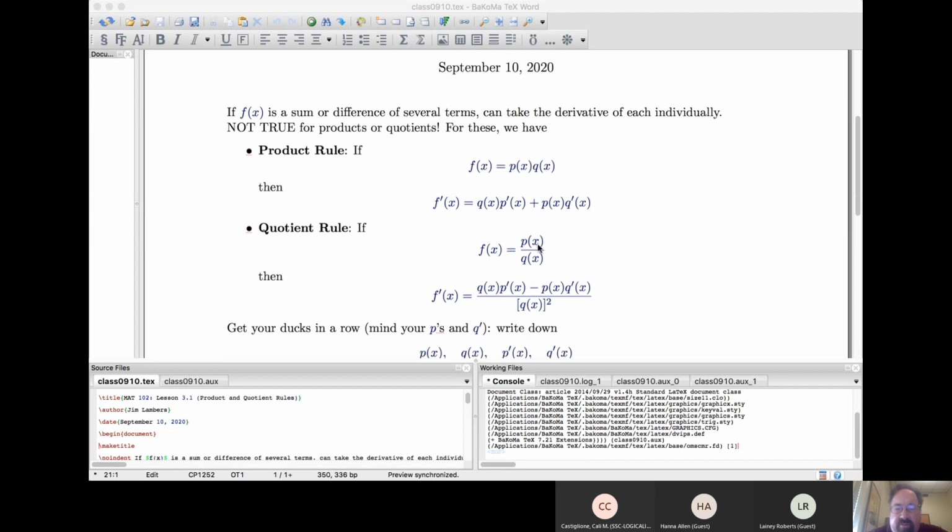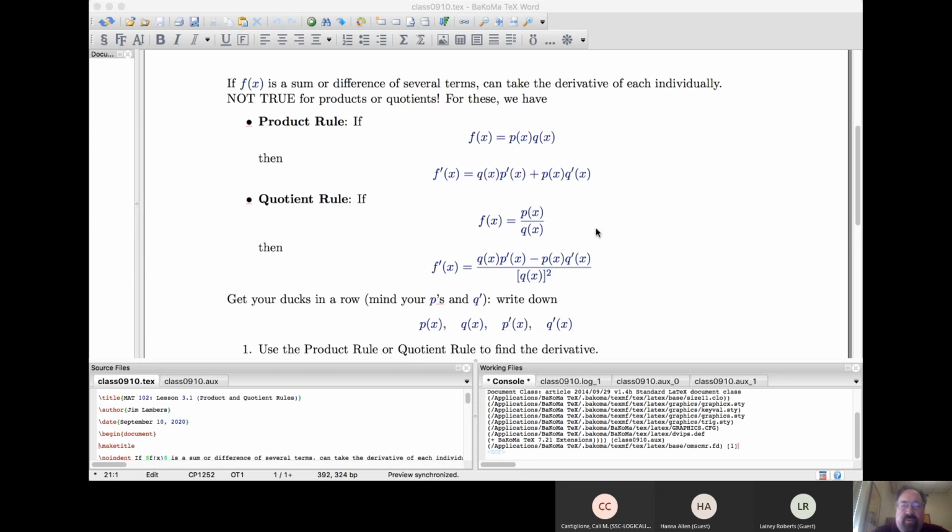So that's the product rule. The quotient rule, if you have f equal to p divided by q, is somewhat similar. Notice the numerator in the result is very similar to what the product rule gives you, but instead of a plus, we have a minus. So it's q p prime minus p q prime. And then whatever your original denominator was, that gets squared in the denominator of the derivative. So these are the rules that must be applied whenever you differentiate a product or quotient.